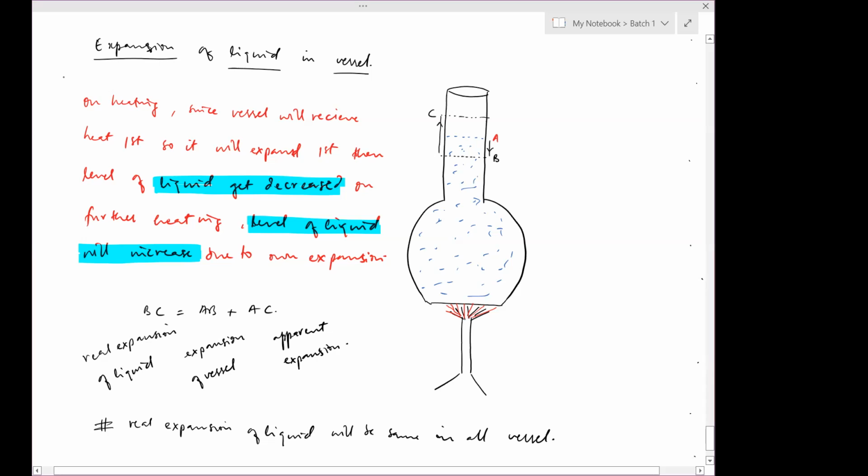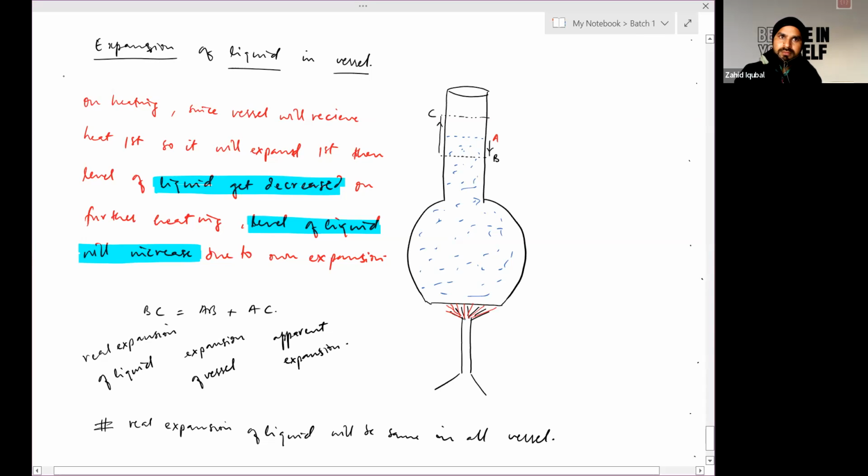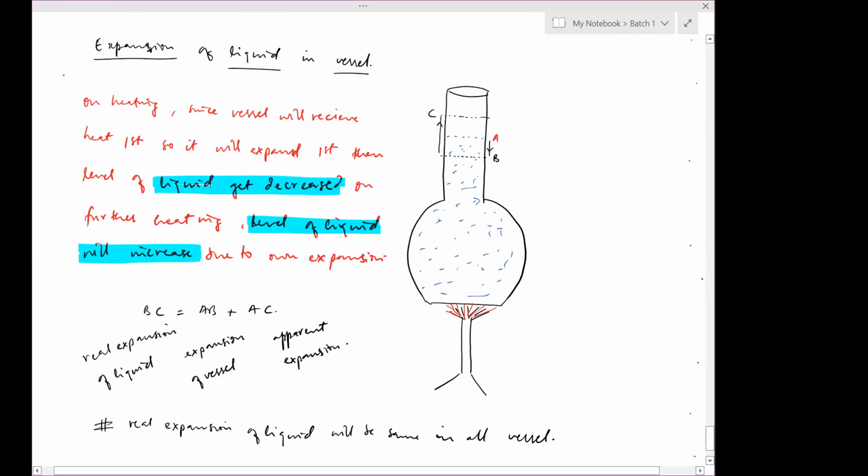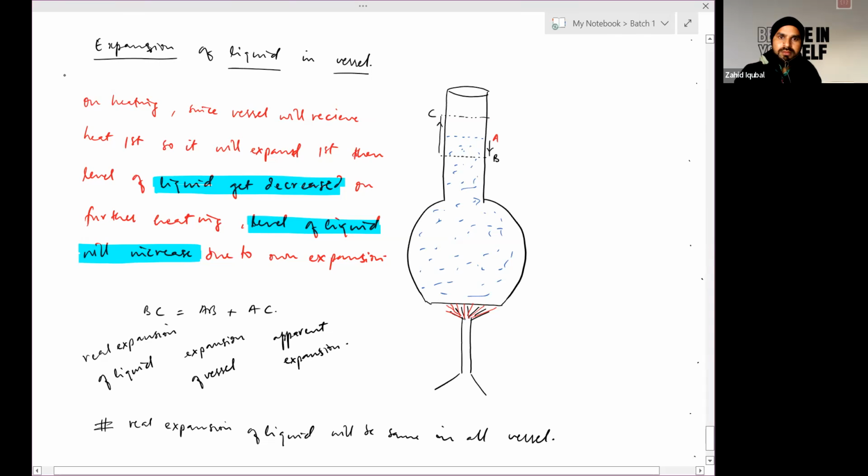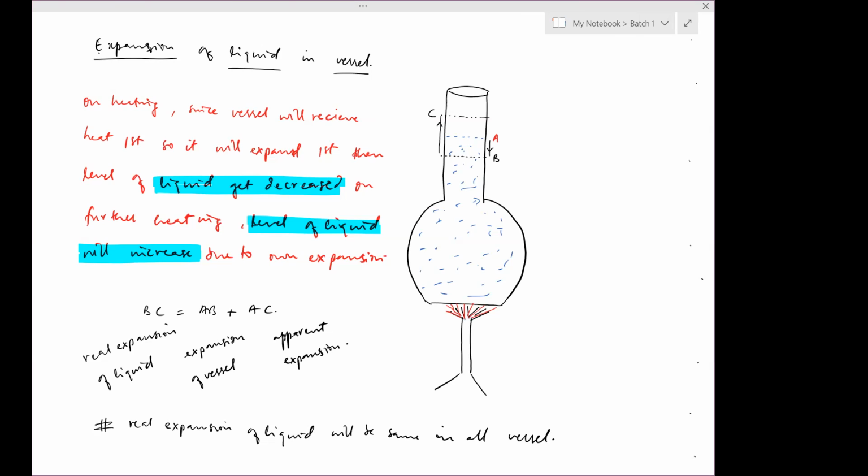Sir, will the vessel, or whatever the utensil is, expand in all conditions? Which part? The vessel. Yeah. Since it is composed of some metal, and metal will expand in all conditions if you increase its temperature. Okay, sir.